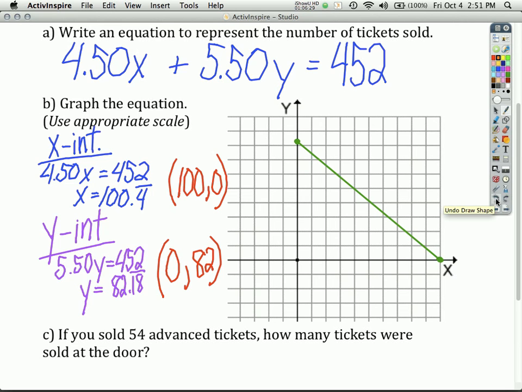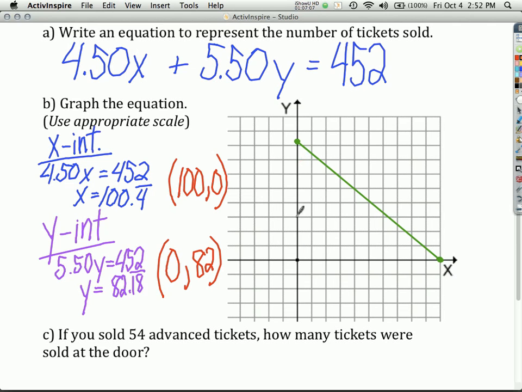So now look at your graph. If we sell 54 advance tickets, how many tickets were sold at the door? What do you think? There's no calculating involved. You just look at your graph. What do you think? Shelby? What's that? You weren't ready yet? Oh, what I'm saying is if we sell 54 advance tickets, meaning along here, how many tickets would we have sold going this way? So I'm saying look at the graph.